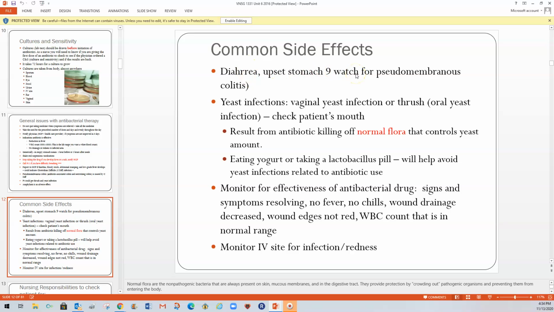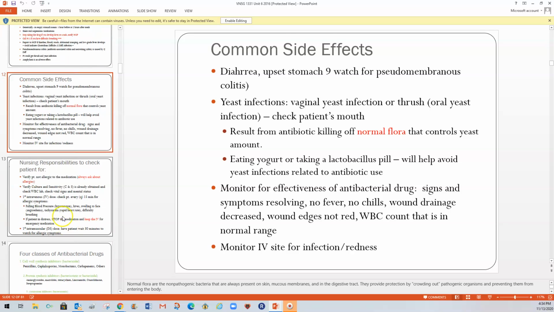yeast infections, because the antibiotic kills off the normal flora that controls yeast. So we usually tell them to eat yogurt or take one of these pills. Monitor for the effectiveness. We've already talked about that. And monitor the IV site for redness.